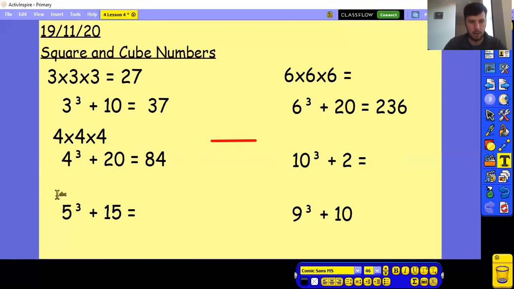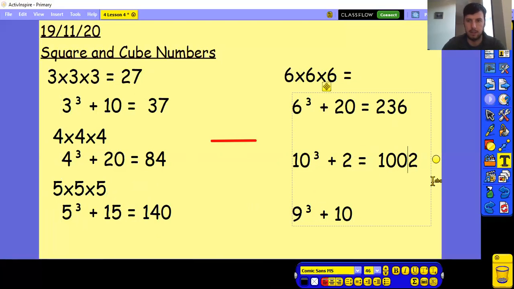And this one is 5 times 5 times 5. So 5 times 5 equals 25. 25 times by 5 equals 125. 125 add 15 equals 140. Well done there. So we've done that one. So then again, 10 cubed equals 10 times 10 equals 100. 100 times by 10 equals 1,000. 1,000 add 2 equals 1,002.